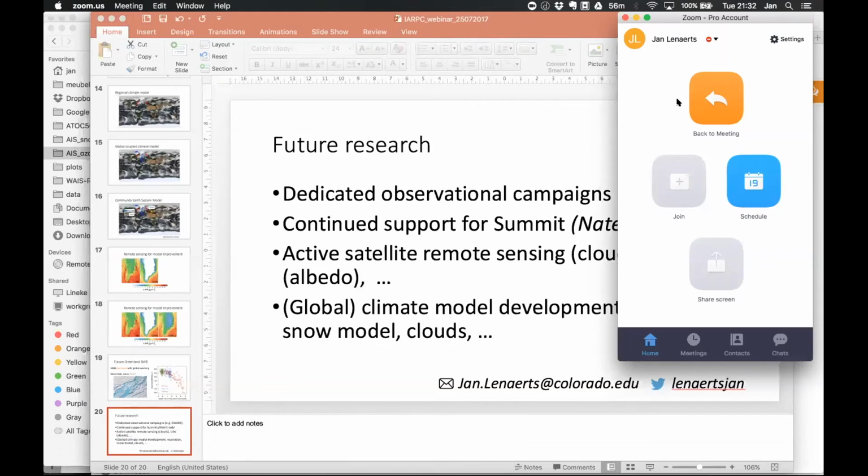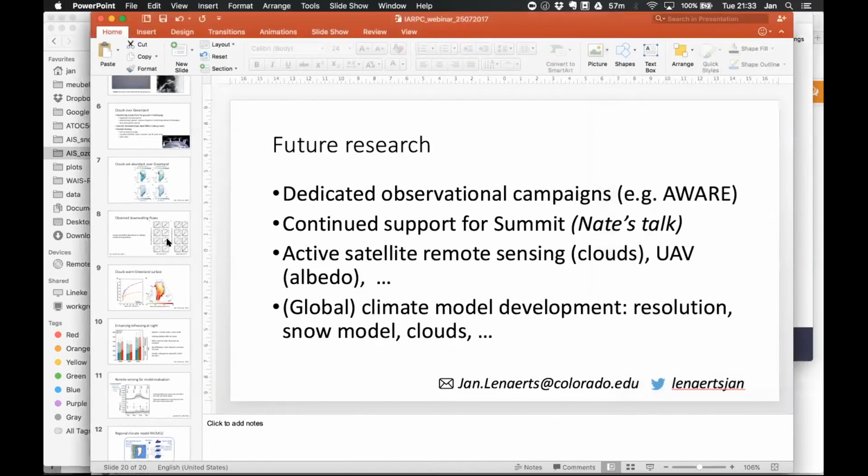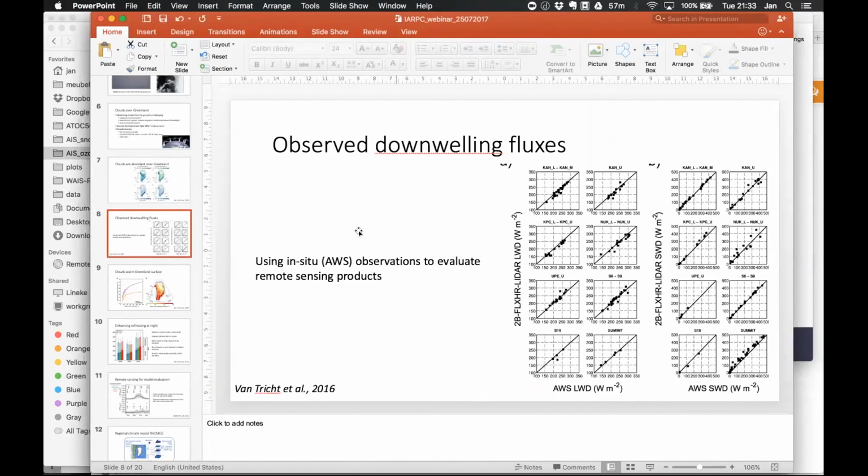Questions for Jan? Yeah, this is Matt Shoup. I have a question. Jan, that was a great presentation. You showed this comparison of the surface radiation that was derived from the satellites, and I believe that is based on measurements from CloudSat Calypso that are then used to compute the surface fluxes using a radiative transfer algorithm.